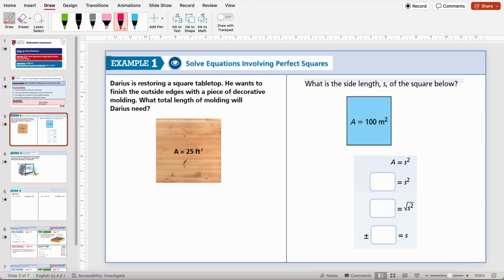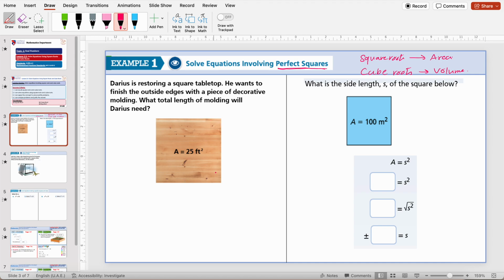So again, as we said, square roots are related to area problems and cube roots are related to volume problems, okay? So let's see this question. We're going to solve equations using perfect squares. So Darius is restoring a square tabletop. He wants to finish the outside edges with a piece of decorative molding. What total length of molding will Darius need?